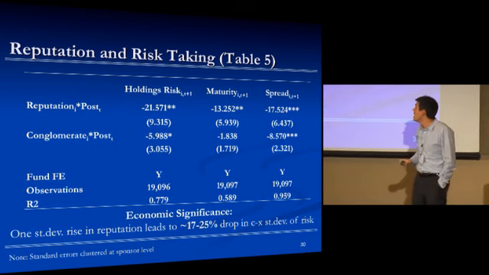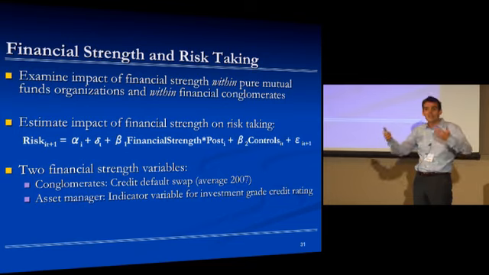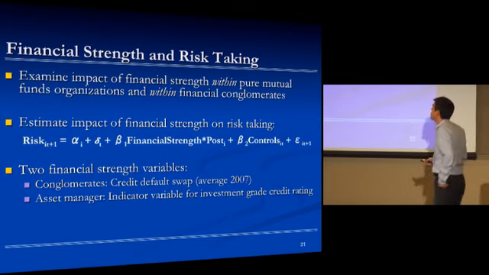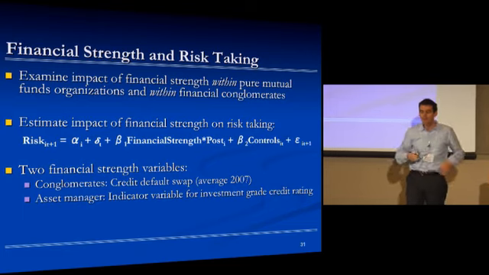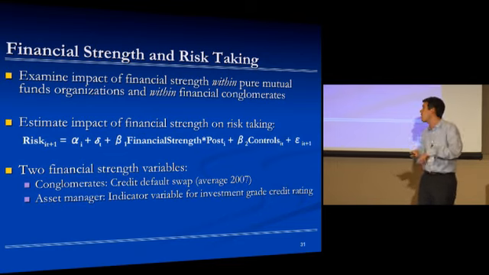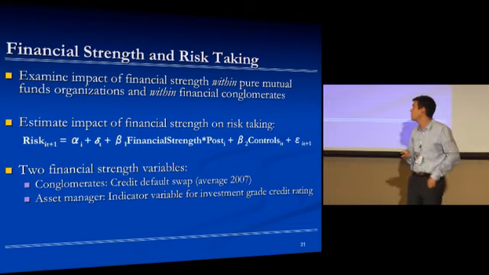depending on which exact measure we're looking at. Now, one thing I mentioned to begin with is that maybe something like this conglomerate dummy could actually proxy for financial strength. So we want to test for that, and what we're going to do is look at financial strength both within pure mutual fund organizations, comparing Fidelity and BlackRock, and within financial conglomerates, comparing Bank of America and Goldman Sachs.